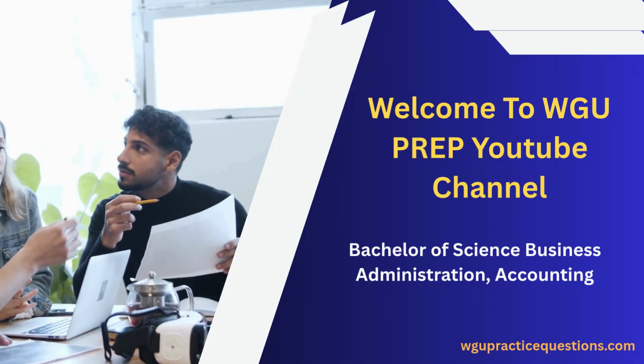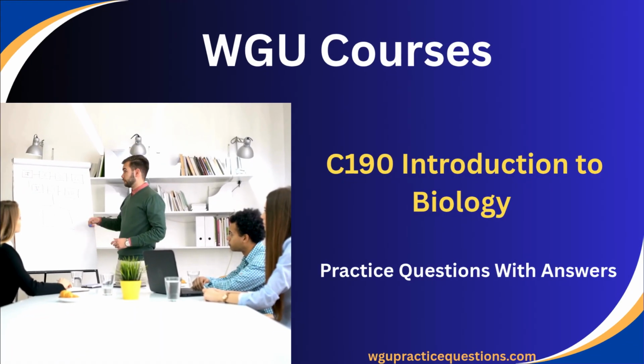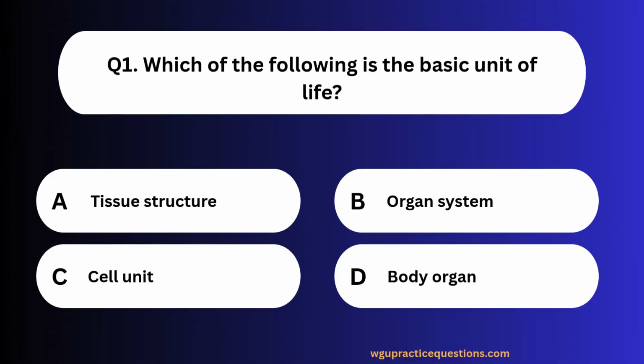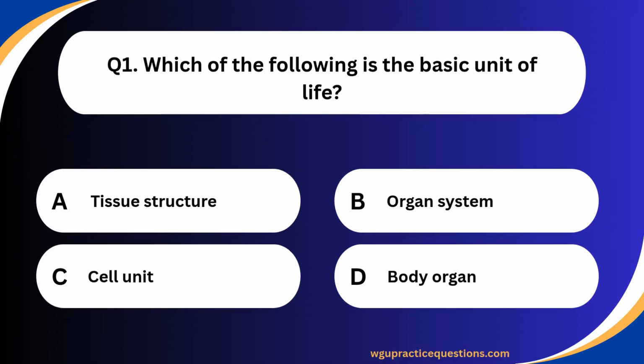Access all practice questions. Introduction to Biology. Practice questions with answers. Question 1. Which of the following is the basic unit of life? A. Tissue structure. B. Organ system. C. Cell unit. D. Body organ. Which one is the correct answer?